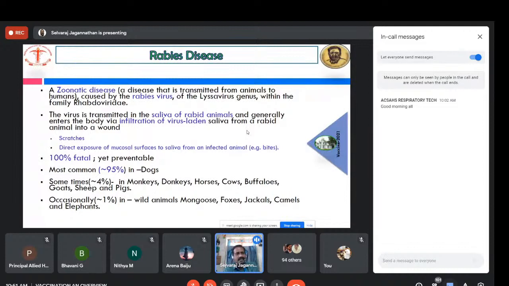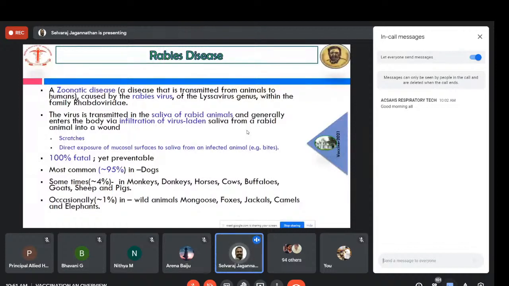The virus is transmitted in the saliva of a rabid animal. A rabid animal means an animal that has the rabies virus. Generally the saliva does not enter through intact skin. It enters through a bite or scratch, or through exposure of mucosal surfaces, that means when you inhale saliva containing the rabies virus. Once the virus enters our body, it is 100% fatal.